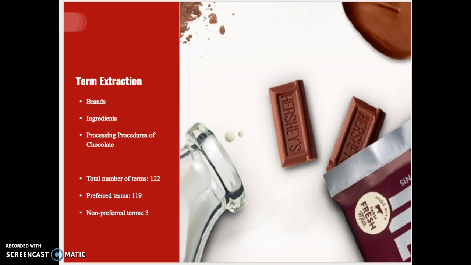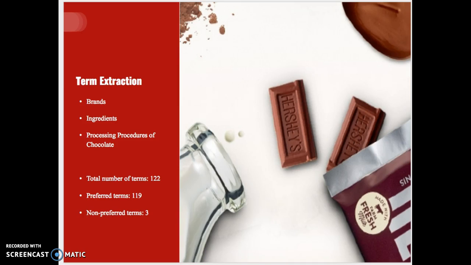After reviewing the literature, we could establish the concepts within the topic, facets to support specification, and create a transcription of terms based on the thesaurus schema. We concluded the objectives for the thesaurus should include brands, ingredients, and processing procedures of chocolate.